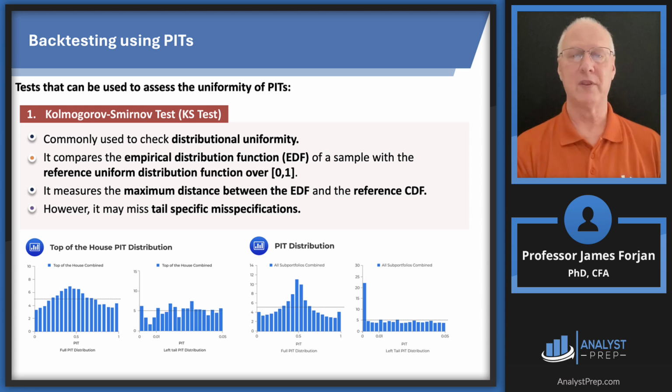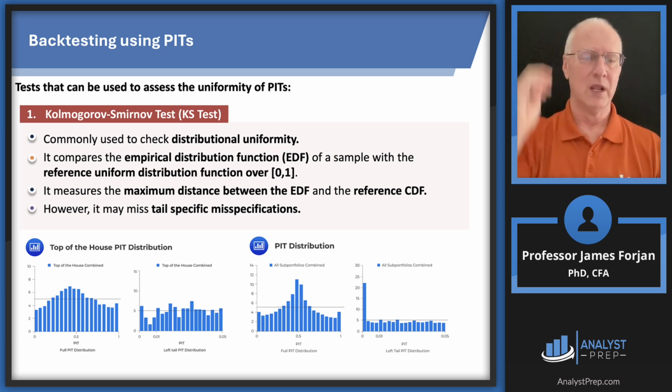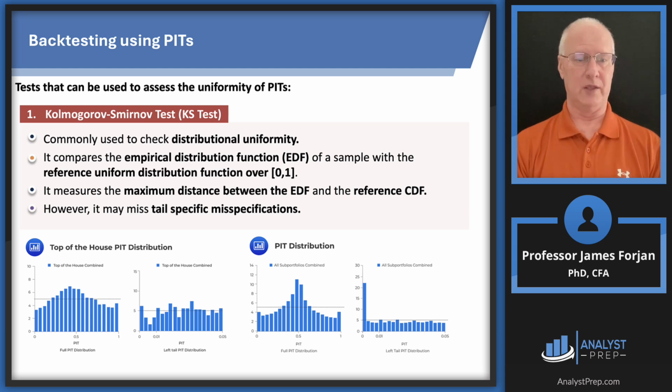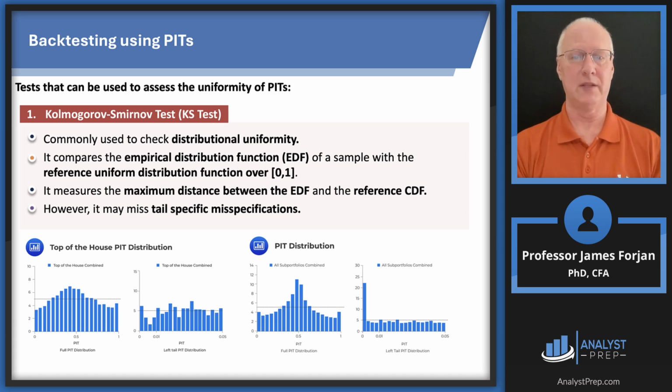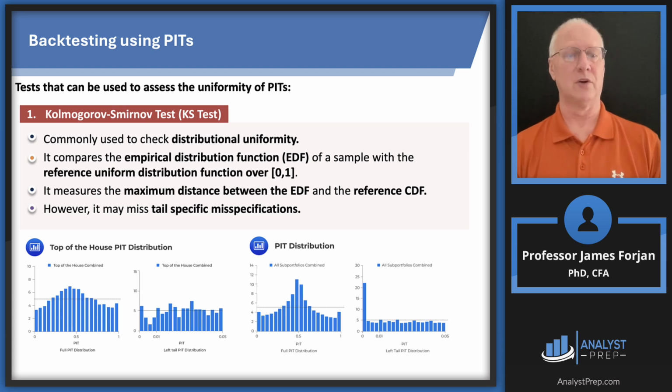On the bottom left, these are top of the house distributions. So these are within each firm. What did I say? I think there are 20 different firms in there. So what we're doing is we have two different graphs for each, the top of the house and the PIT sub-portfolio distributions. So notice the first one on the horizontal axis goes from 0 to 1.